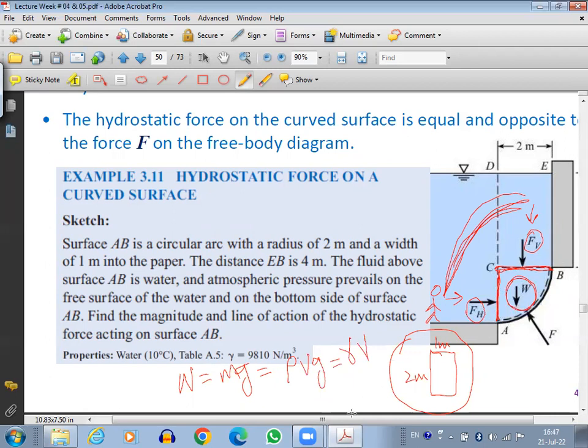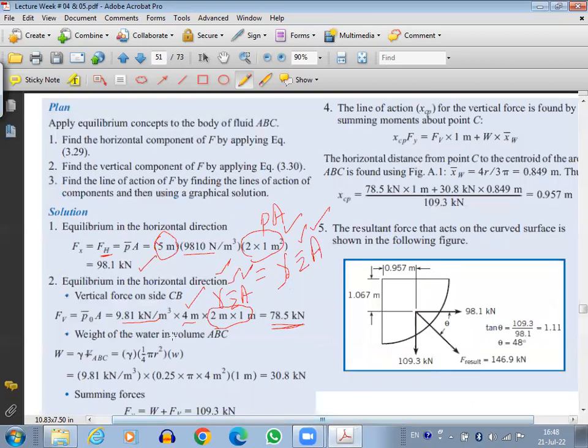Circle area is pi r square, so a quarter circle will be pi r square by 4 multiplied by 1, which is the width. So pi r square by 4 multiplied by the width multiplied by gamma is going to give you the weight. That will be 30.8 kilonewton.